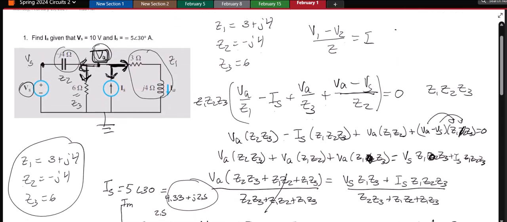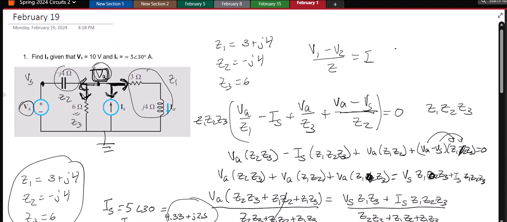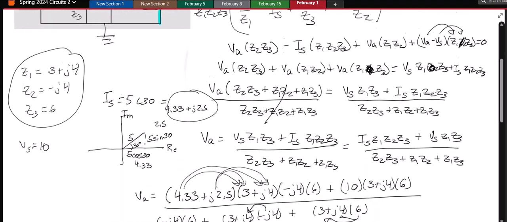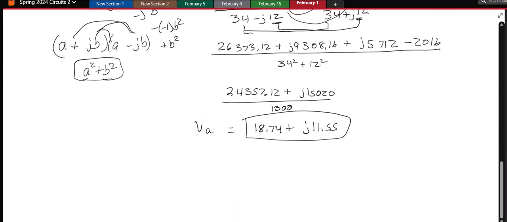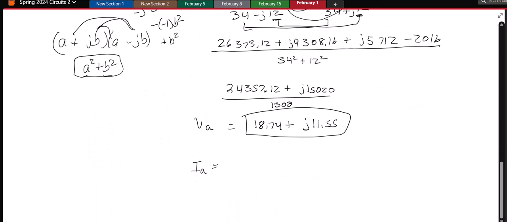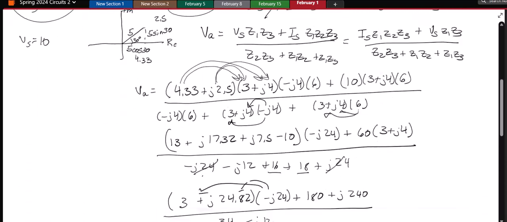What does my question ask for? My question asks for IA. I have VA. So I know that IA will be the current going here. So if I start at VA and I end down here at ground, then my ending voltage is 0 and my impedance is 3 plus j4. So IA equals VA minus 0 over, that was Z1, over Z1.